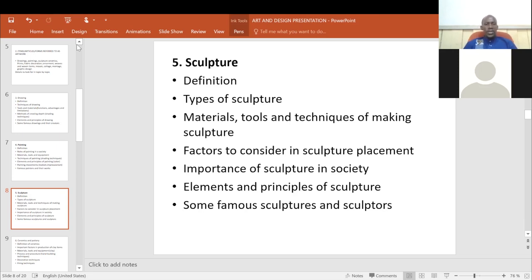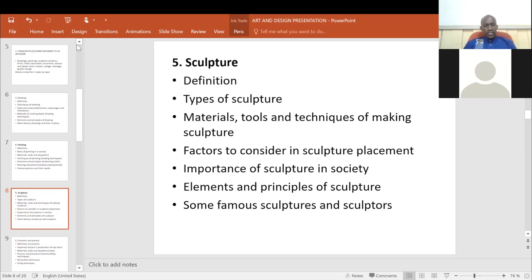Elements such as void, space, plane, contour, and rest. The principles, we must have balance. We can have rhythm and movement in sculpture. We can have what we call dominance, and so on. The contrast and the texture as part of the principles.